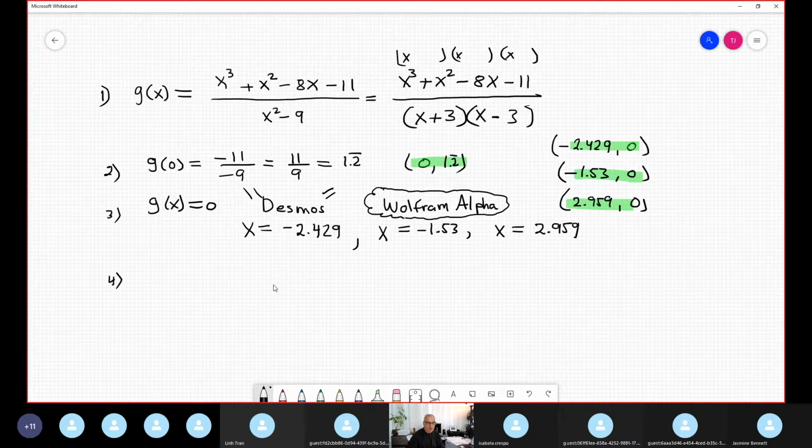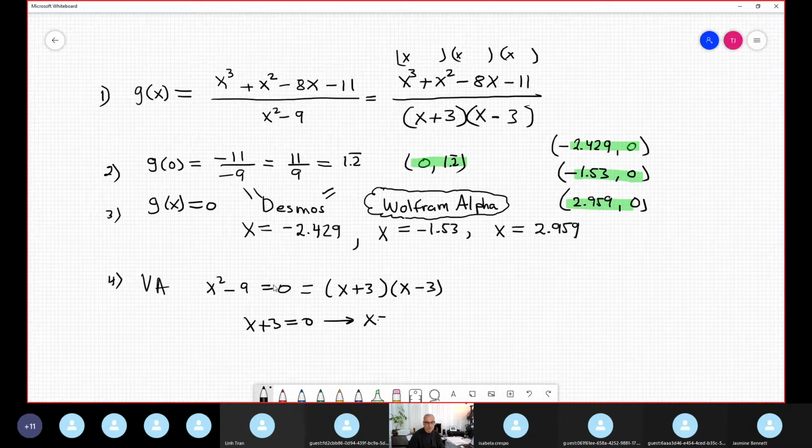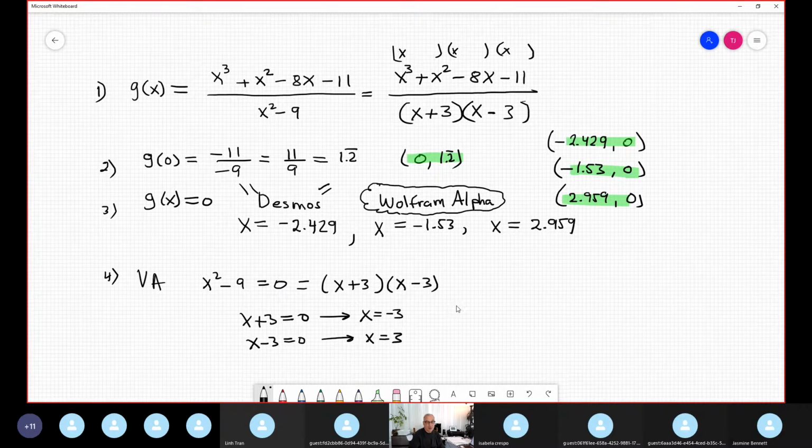You want to enumerate 1, 2, 3, 4. 4 is the vertical asymptote always. And you take Q. Q is x squared minus 9 and force it to be 0. And factor 4, either way, x plus 3, x minus 3. You solve the quadratic equation or you separate into linear equations. Negative 3, positive 3.